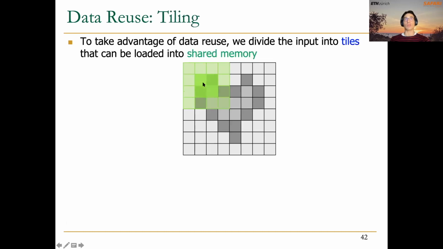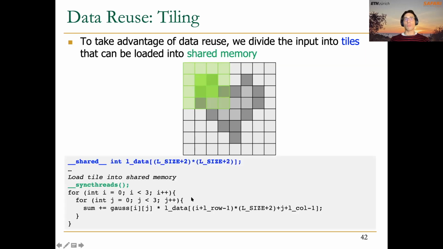So there is data reuse, and the way of taking advantage of this data reuse is by using tiling or blocking, as we also called it in our previous lecture. That essentially means dividing, in this case, the input image into tiles, loading these tiles into the shared memory, and then computing by using the values that we have in shared memory. Shared memory is on chip, so the access is much faster, and we can certainly improve the performance of our program.